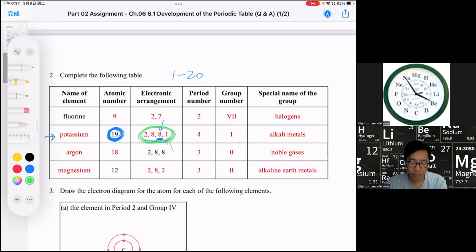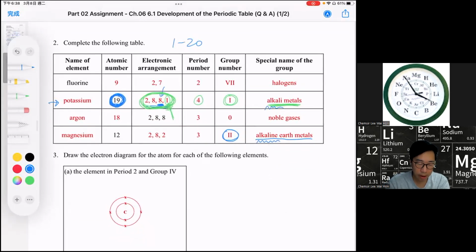And therefore, it is so obvious that potassium is a period 4 element, since there are 4 occupied electron shells. And then it is a group 1 element because there is 1 outermost shell electron. As it is in group 1, the special name should be alkali metals. Just to remind you, group 1 metals are called alkali metals. How about group 2 metals? Group 2 metals are called alkaline earth metals, and please be careful about the spelling, okay? They are different.